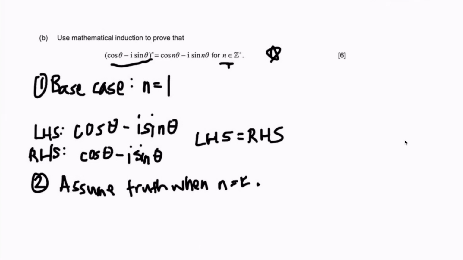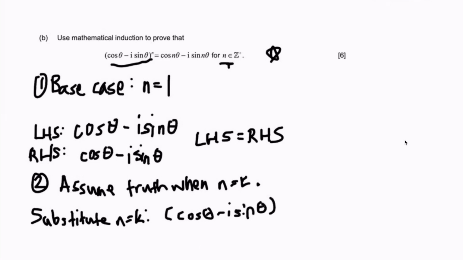So let's substitute that right now. If we substitute n is equal to k, we're given the following equation. Cosine theta minus i sine theta to the kth power is equal to cosine k theta minus i sine k theta. So hopefully that's pretty straightforward.